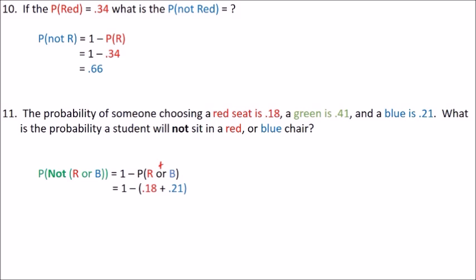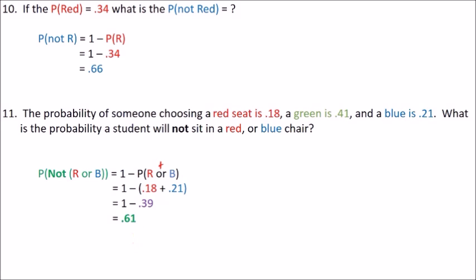So I've got 1 minus, so the probability of red is 0.18. The probability of blue is 0.21. Now just be careful, we want to make sure we add these two together first before we do the subtraction. So 0.18 and 0.21 give us 0.39. Then we'll come back and subtract that from 1. So 1 minus 0.39 gives us 0.61. So the probability of not red or blue is 0.61.